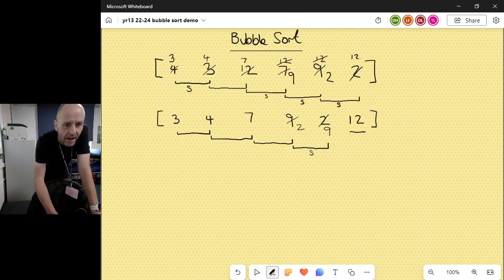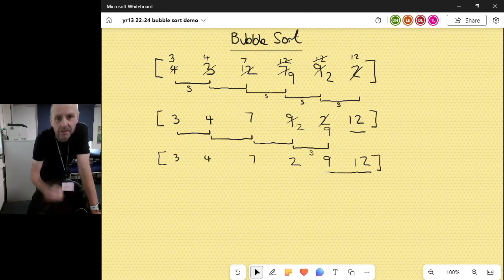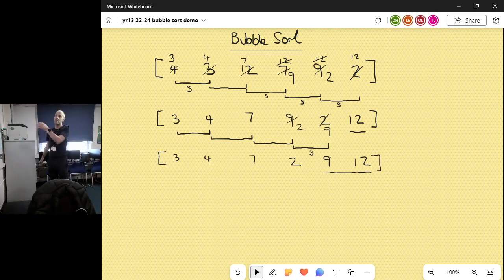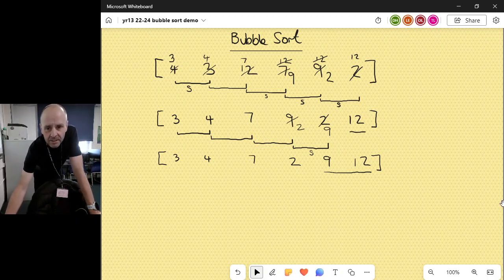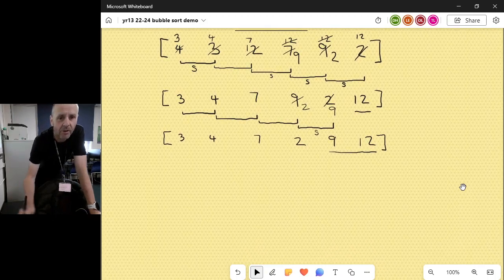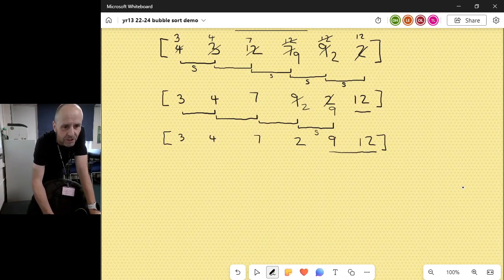So I'm going to write out my values. So 3, 4, 7, 2, and then 9 and 12 are now sorted. Don't need to look at those. Okay. Now, this illustrates one of the things where bubble sort shows its weakness. We've got a number that needs to go to the front. So there's going to be endless passes here. So I'm starting with the first pair.